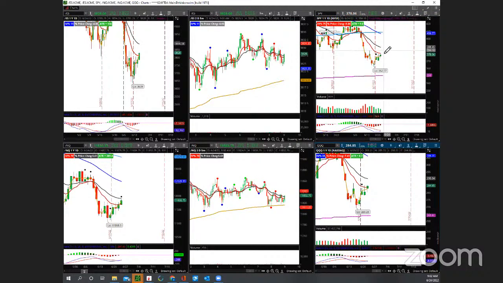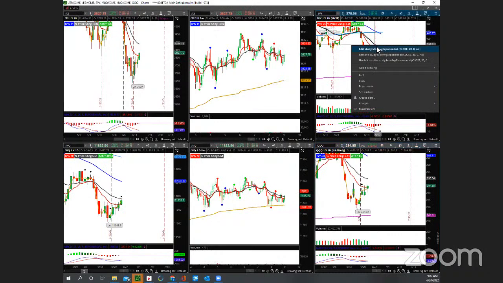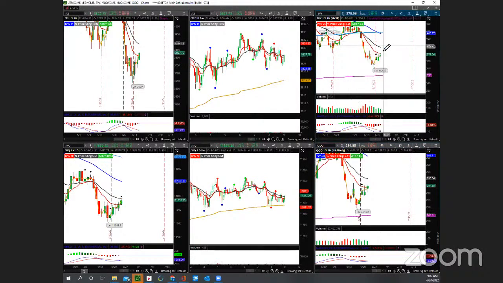Depending on where we open, we do have this, the 20 EMA here. Actually, am I using the EMA? Exponential, it is. I wasn't sure if it was the simple or the exponential. Anyway, we got the 20 here, 20 here. So we're gapping up. We'll have to wait and see where we open in relation to those moving averages.